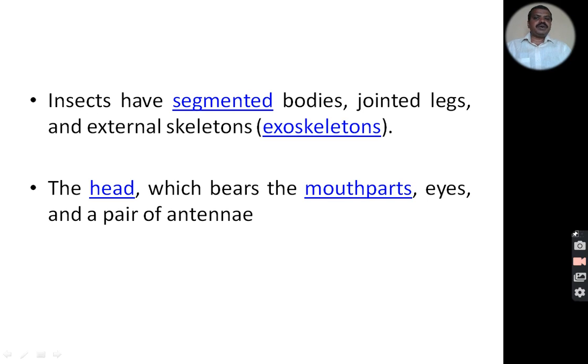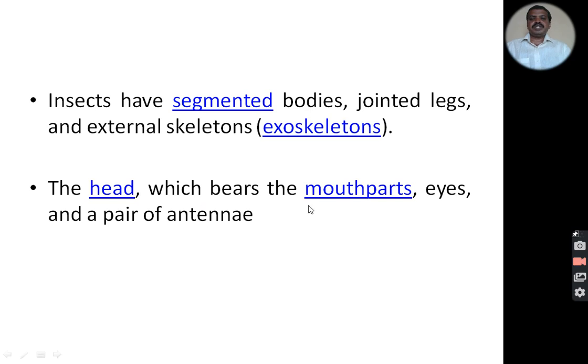Insects have a segmented body. As I told you, the body is divided into the head, thorax and abdomen. Apart from that, there are three pairs of jointed legs having different segments. Segmented body, jointed legs and external skeleton. The chitinous exoskeleton is present, and it usually provides physical protection to the body of the insects.